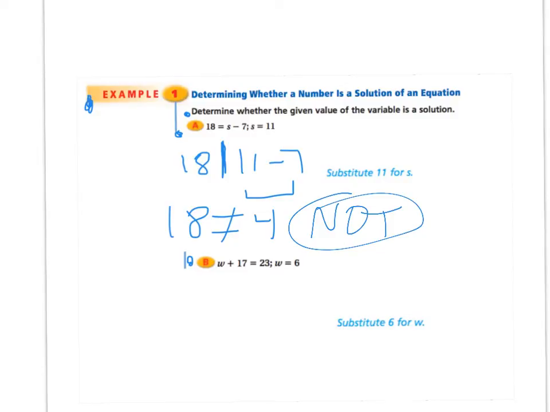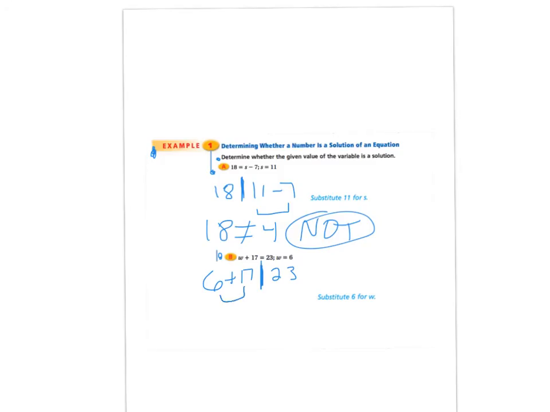Then we look down here for B, and B says W plus 17 is the same as 23, and they want us to test if W is 6. So underneath the equal sign, we'll put a line to show that one side has to be the same as the other. We know over here we have to get 23, and on this side, instead of W plus 17, I'm going to do 6 plus 17 is 23. So we can say that, yes, 6 is a solution because we got 23 on both sides.